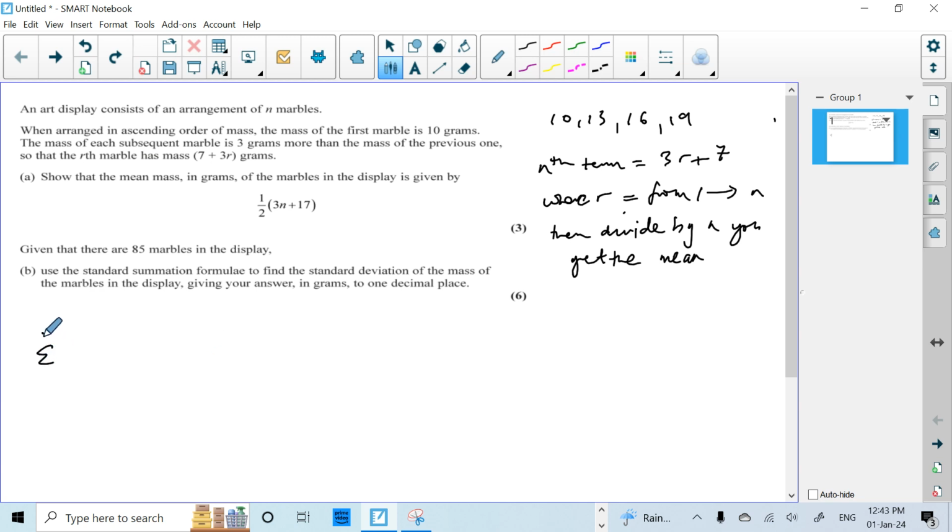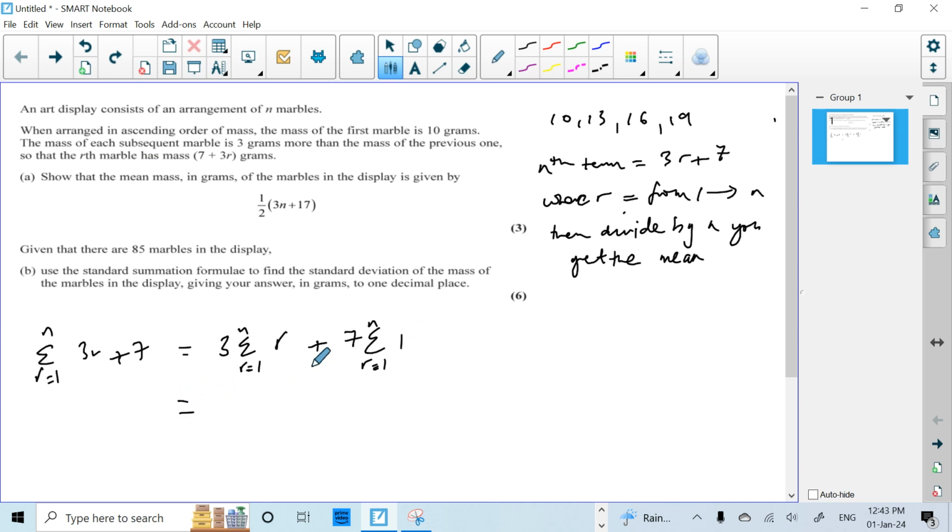So the sum from r equals 1 to n. We've got 3r plus 7, which is our nth term, and then we're going to split it, of course. If we split that, we get 3 times the sum from r equals 1 to n of r, plus the sum from r equals 1 to n of 7. We're just writing it out procedurally here, and that's the first step.